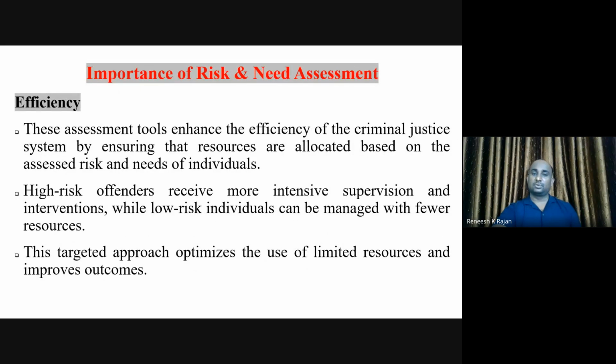Efficiency. These assessment tools enhance the efficiency of the criminal justice system by ensuring that resources are allocated based on the assessed risk and the need of the individual. That means high-risk offenders receive more intensive supervision and interventions, while low-risk offenders can be managed with fewer resources. When we conduct that risk assessment, we know where we have to allocate our resources. We have to give more focus on high-risk or moderate-risk offenders, while for low-risk offenders, fewer resources would be fine. And this targeted approach optimizes the use of limited resources and improves outcomes.